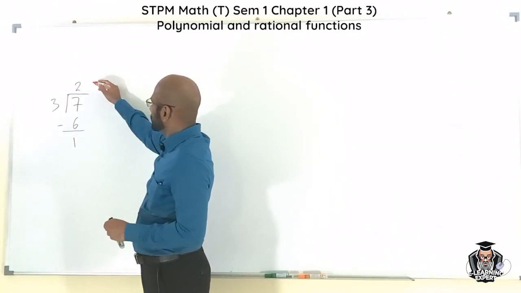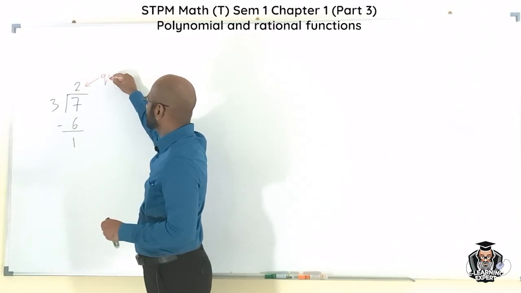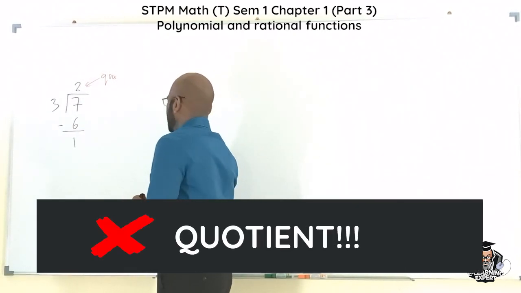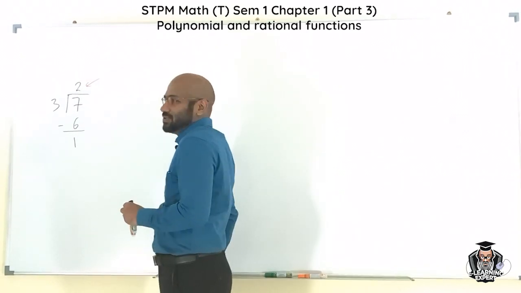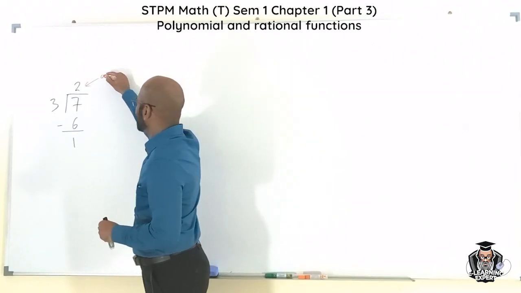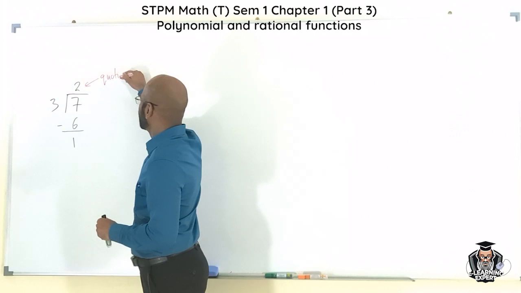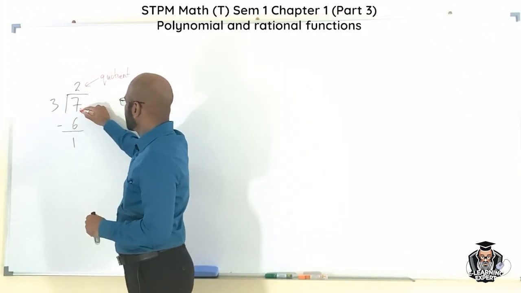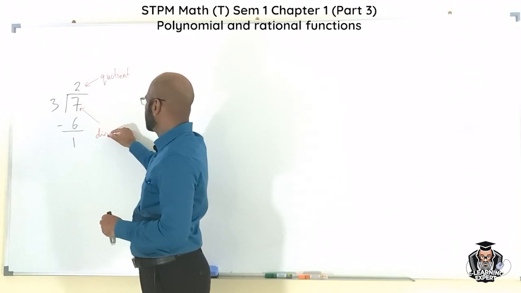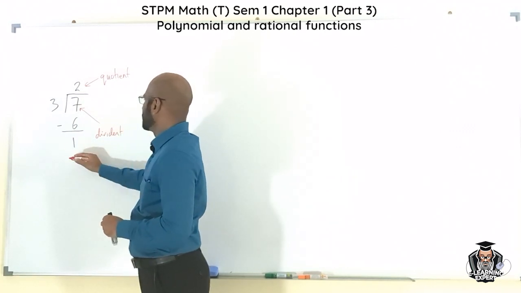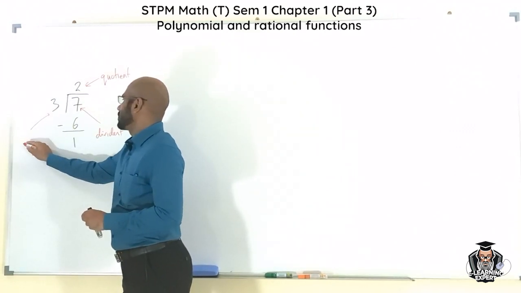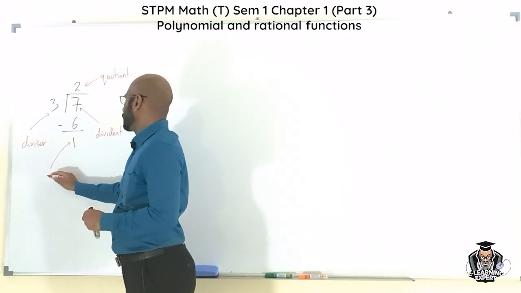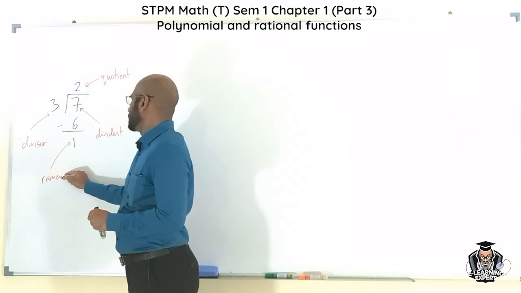Now, this is called the quotient. Sorry, not Q-O-U, it is Q-U-O. So this is called the quotient. The 7 is called your dividend. Number 3 over here is called the divisor, and we have 1 as the remainder.